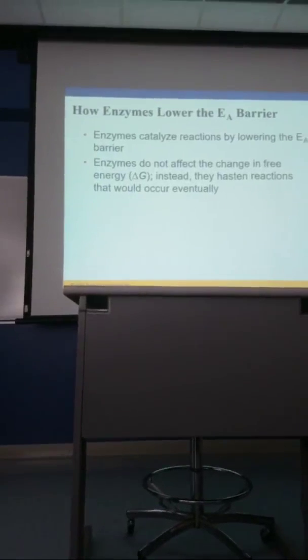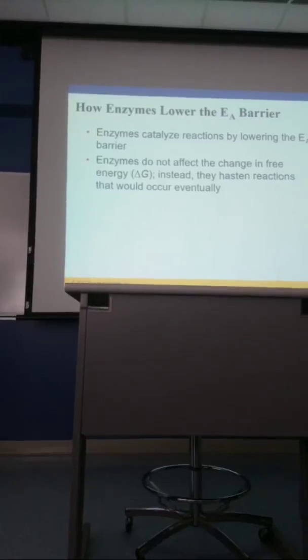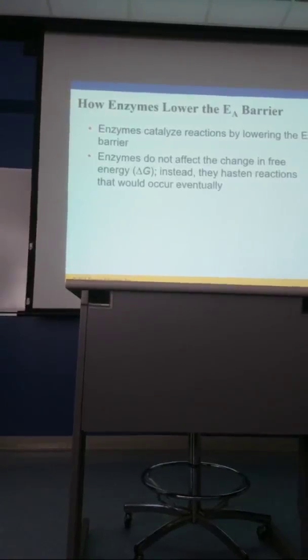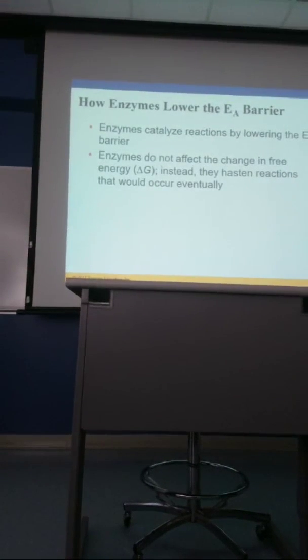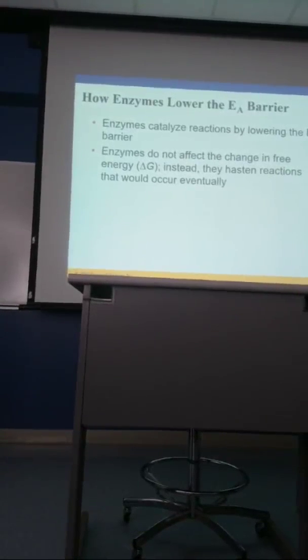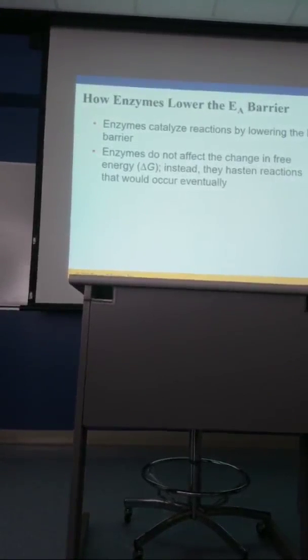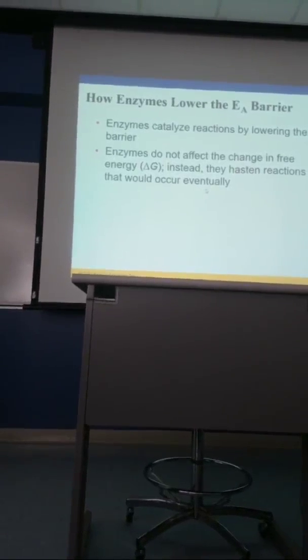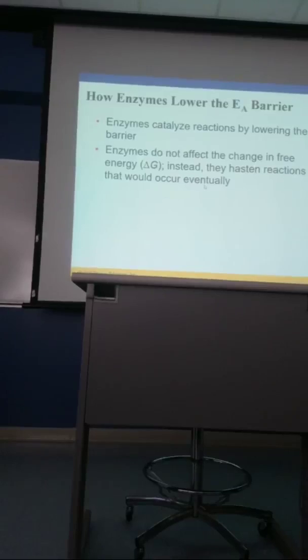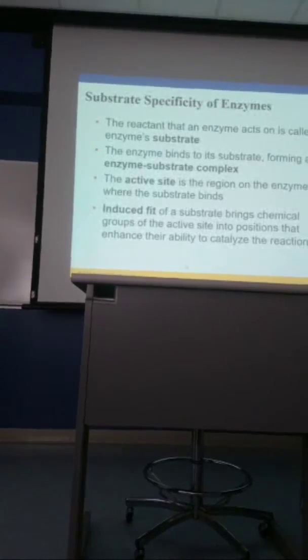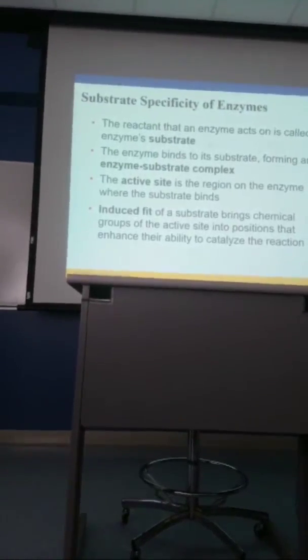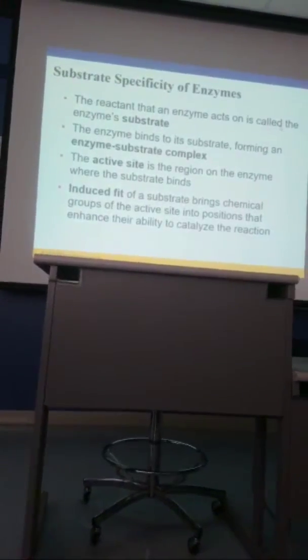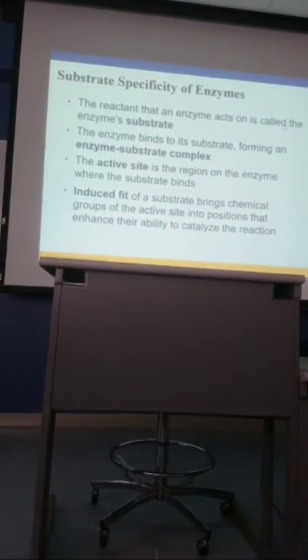How does an enzyme speed up a reaction? The answer: by lowering the activation energy. Note, enzymes do not affect the change in free energy. Instead, they hasten the reactions that would eventually occur. They just make it happen faster. The reactant that an enzyme acts on is called the substrate.